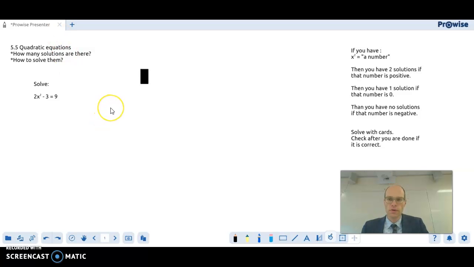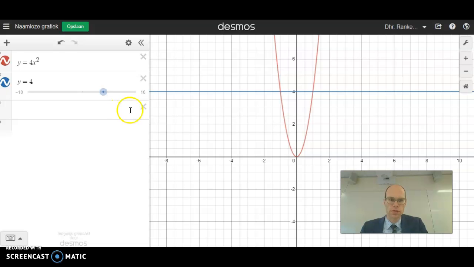Okay, first of all, we're going to get graphical. And over here, you see a quadratic equation. This happens to be an upward facing parabola because that's what you see. It's a smiley face and then it's a positive. And I also have a horizontal line. Well, if we have an equation, then right now we could have that 4x squared is 4. And if that's the case, then that is true for when these two lines intersect.